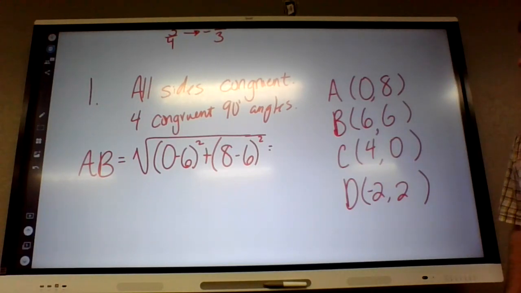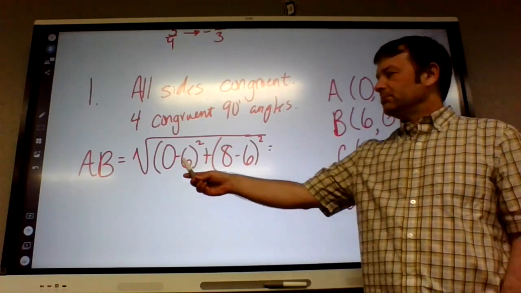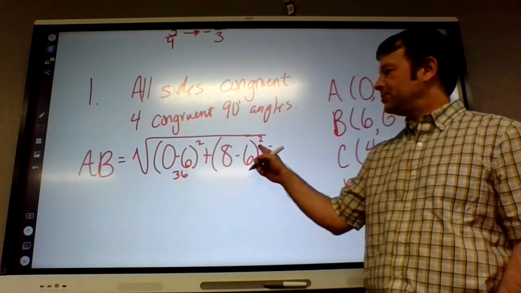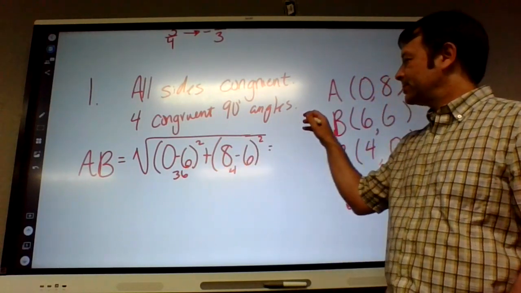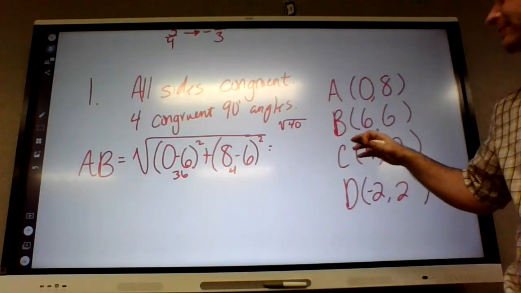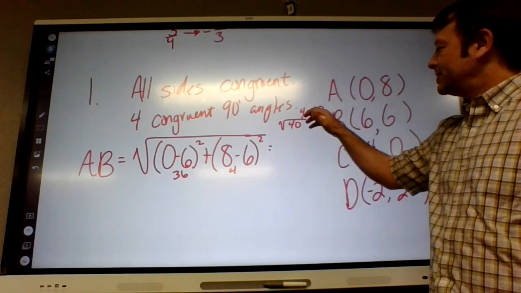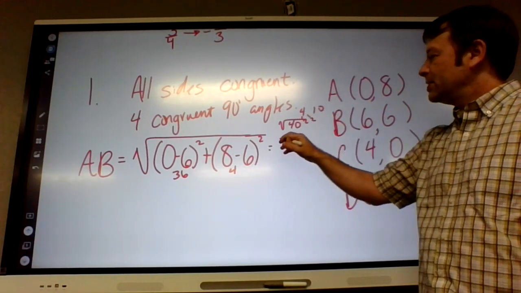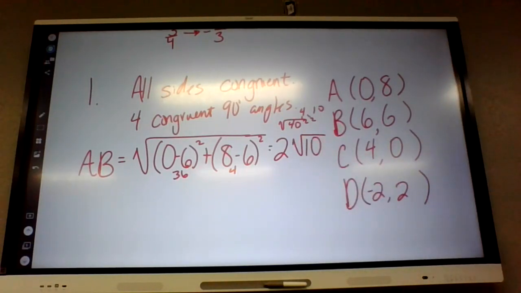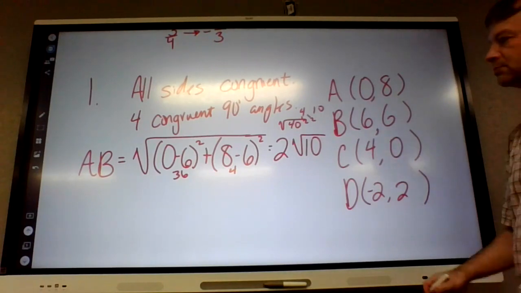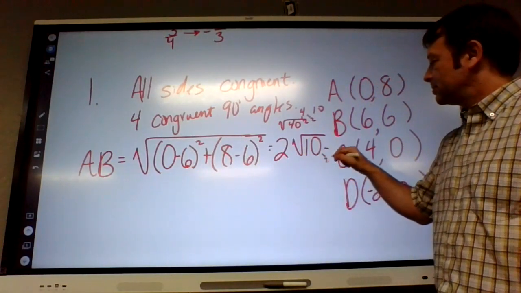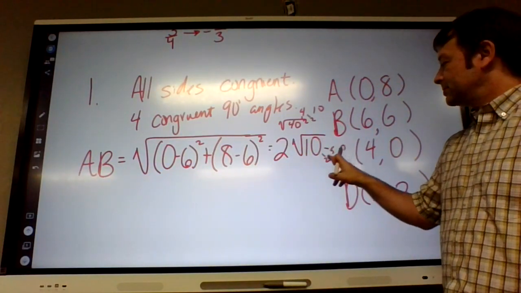Do you guys get this one yet? This is negative 6 squared, 36. This is 2 squared, 4. 36 plus 4 is 40. Does the square root of 40 simplify? Yes, because it's 4 times 10, and 4 turns into 2. So it's 2 square root of 10. Does 10 simplify? Well, 10 is 2 times 5, but there's no doubles in it, so it doesn't simplify.